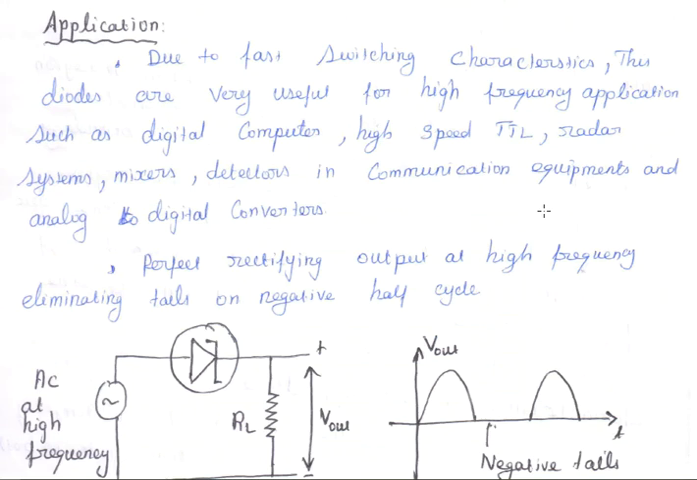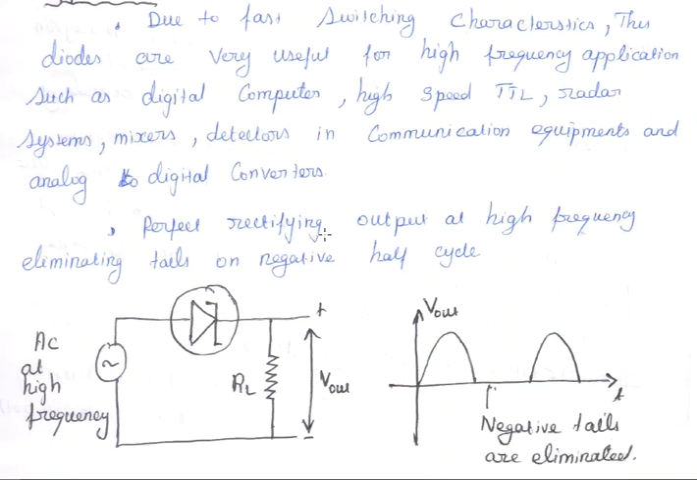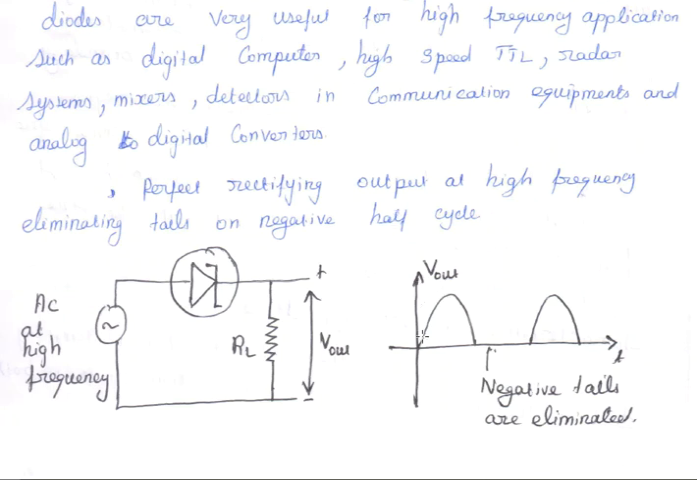Due to the fast switching characteristics of the Schottky diode, it is very useful for high frequency applications such as digital computer, high speed TTL, that means transistor transistor logic, radar systems, mixers, detectors in communication equipments, and analog to digital converters. Rectifying output at high frequency, eliminating tails on negative half cycle.